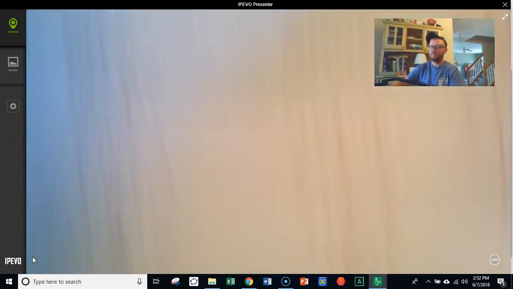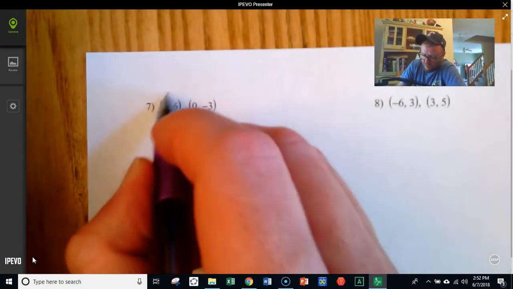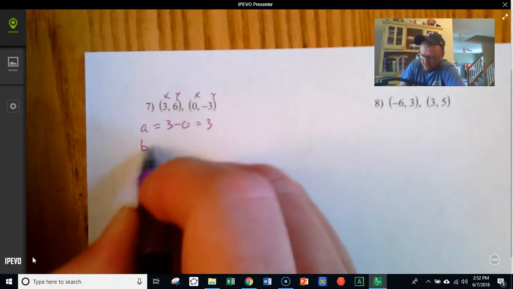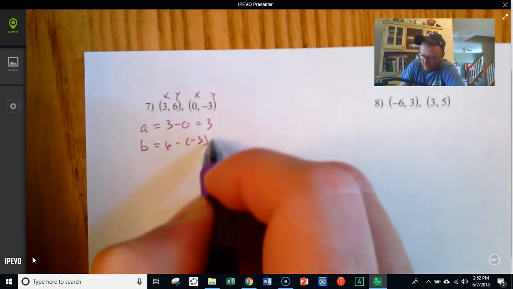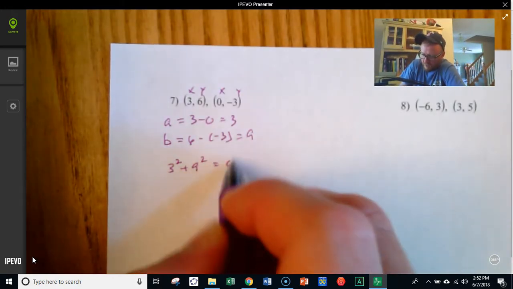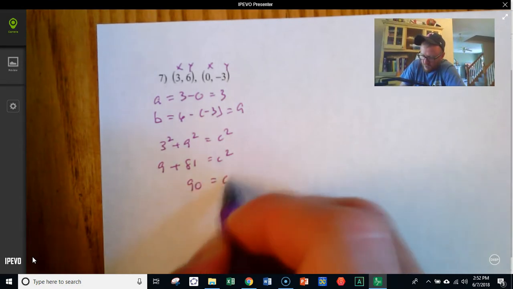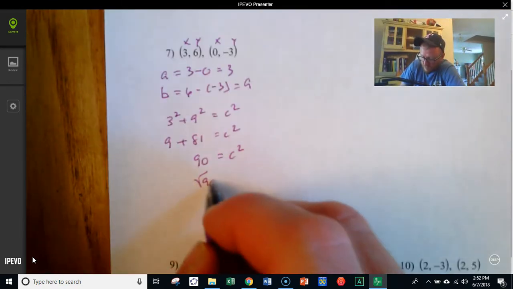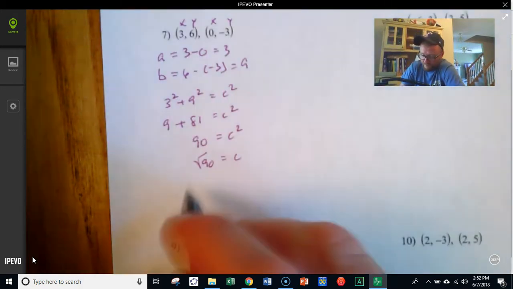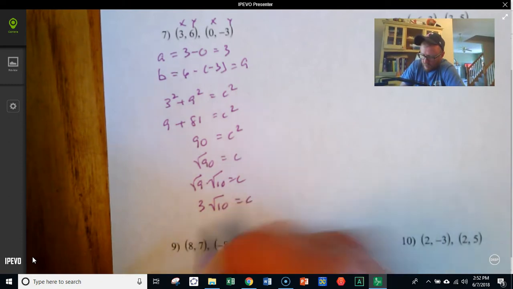Alright. Let's do some more. We've got x, y, x, y. I've got A is 3 minus 0, which is 3. B, 6 minus negative 3, which is 9. So 3 squared plus 9 squared is c squared. 9 plus 81 is c squared. 90 equals c squared, so the square root of 90 equals c. That's 9 times 10, so the square root of 9 is 3.